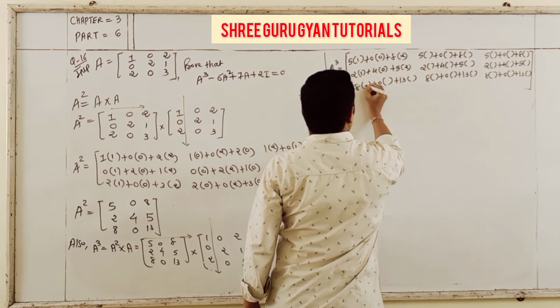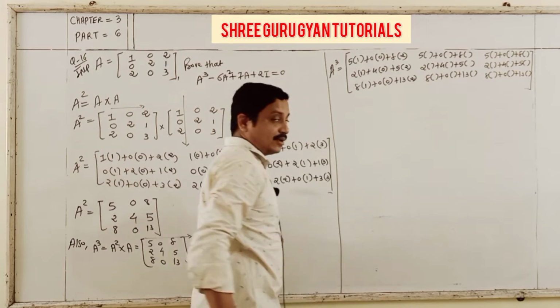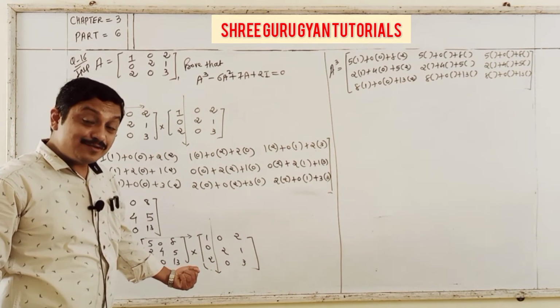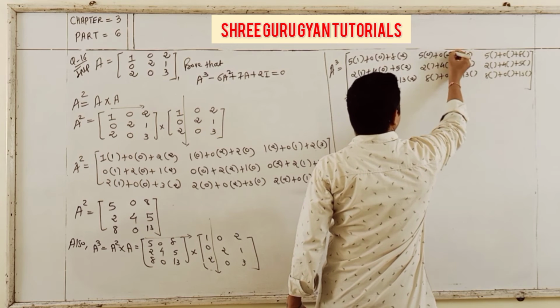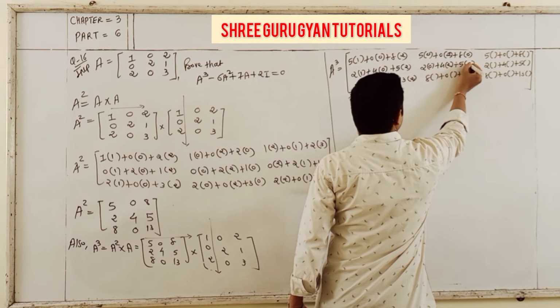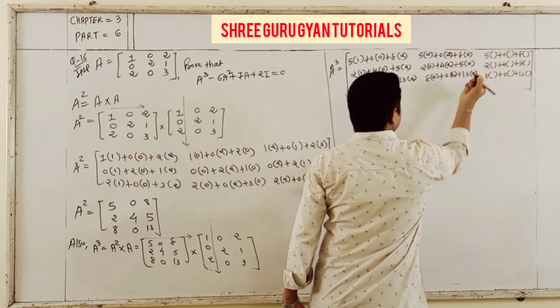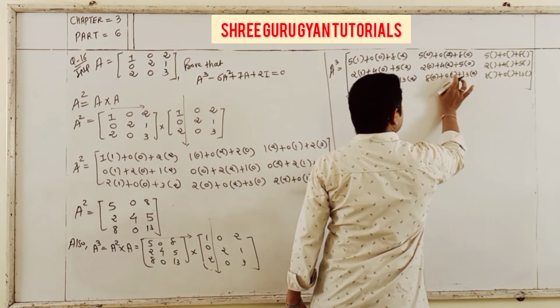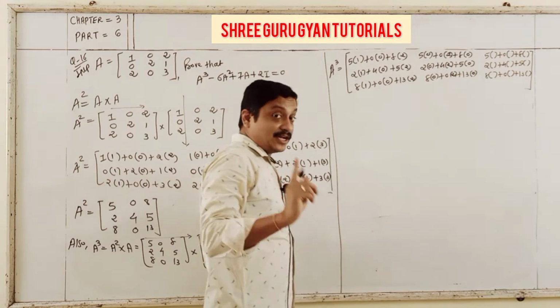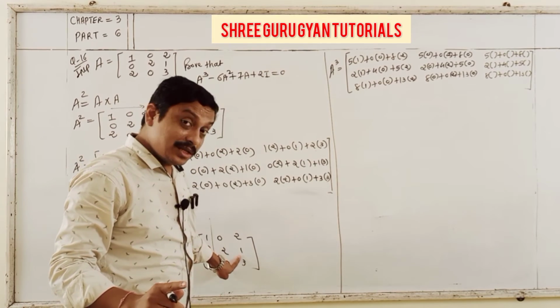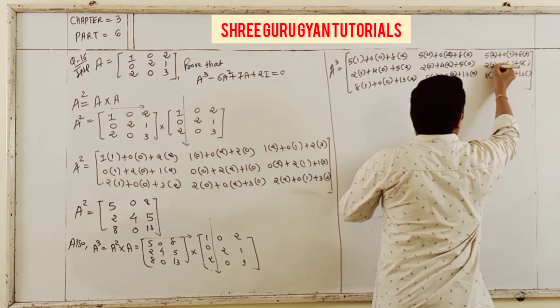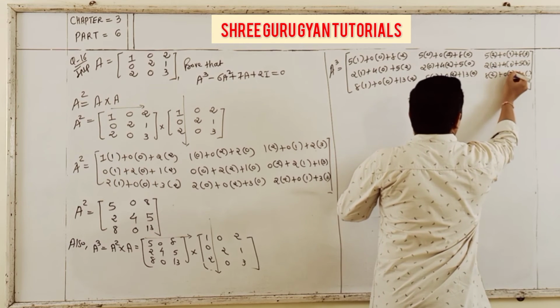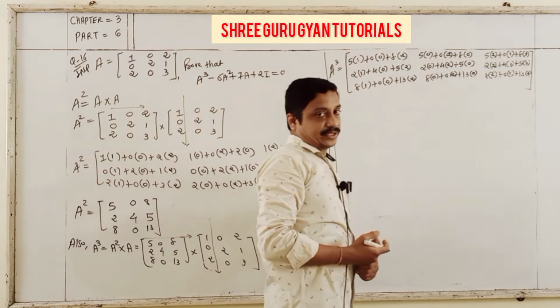Similarly, first column 1, 0. Now change to 0, 0. Here 0, 0. Similarly 0, 0 and 0, 0. This is for you students. And the last column I have 2, 1, 3. Yes, here put it 2, 1, 3, 2, 1, 3, and 2.